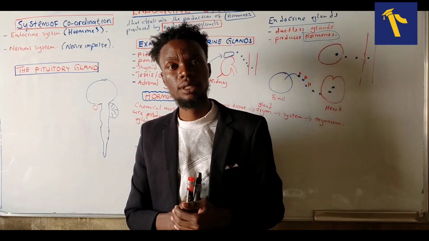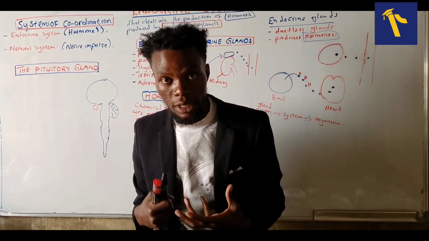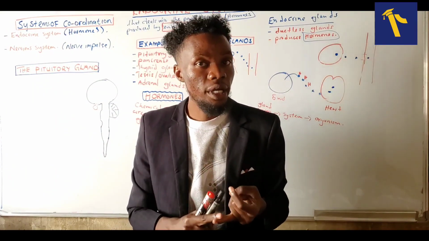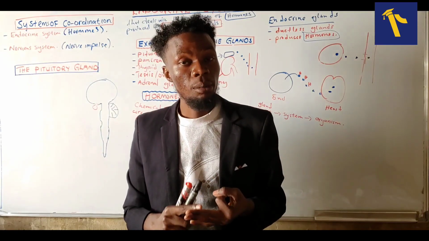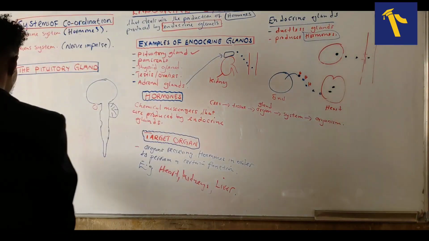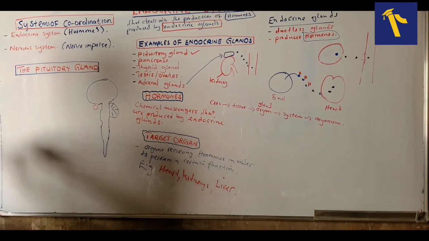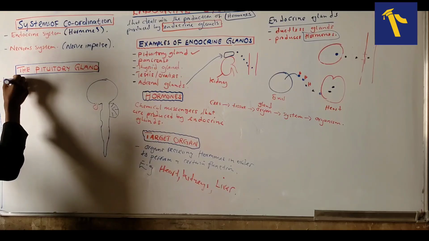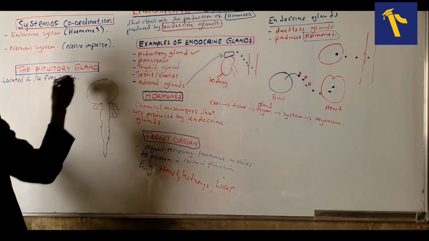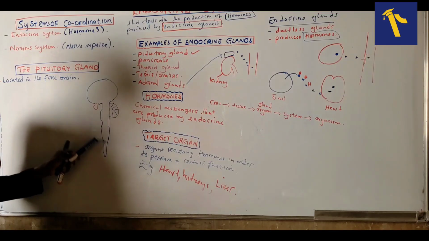Okay, so the question that you can ask is, where can you find this pituitary gland? The pituitary gland can be found in the what? In the brain. Basically, the brain is categorized into different regions. We have the forebrain, we have the hindbrain, we have the midbrain. But where you can find the pituitary gland is in the what? Forebrain. So let us write that. Where can you find the pituitary gland? We are saying located in the forebrain. Okay, forebrain.